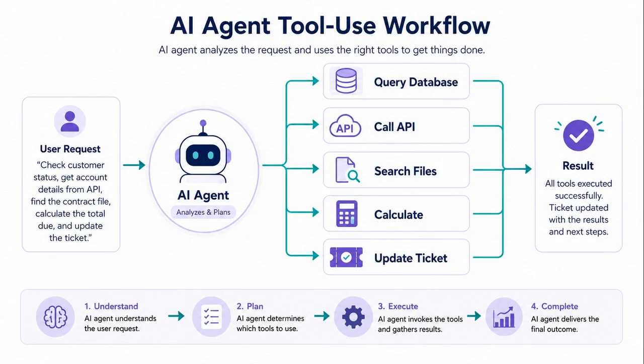Now let's look at tool use explained simply. A tool lets the agent do something useful. It can query a database. It can call an API. It can search a file system. It can run a calculation. It can create or update a workflow item. MCP defines how these tools are exposed to the AI application. The agent can then request the right tool for the task.